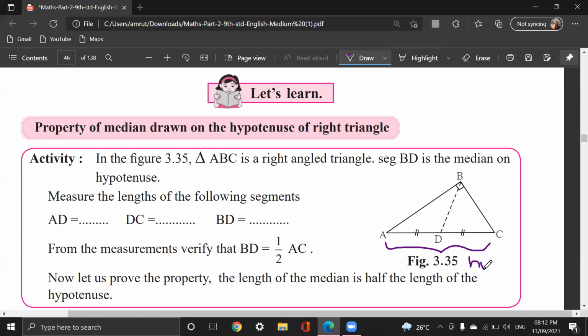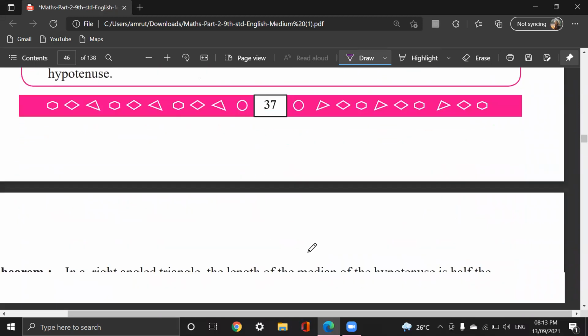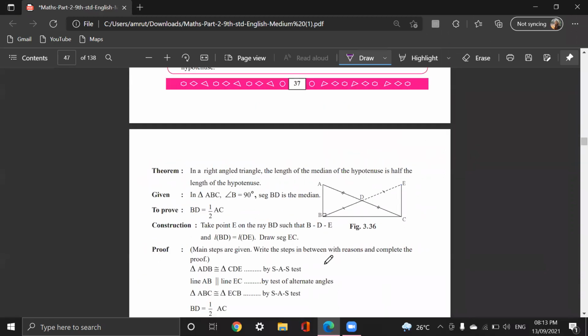because it is opposite to the 90-degree angle. You can see that side is exactly opposite to the 90-degree angle, so that becomes the hypotenuse. If we draw a median from point B on the hypotenuse AC, then what we will find out is that BD is exactly half of AC. That means the median is half of the hypotenuse. That is proved by this theorem, which you can see in the textbook.